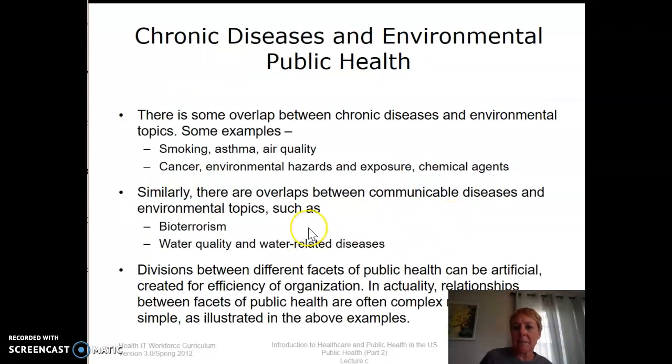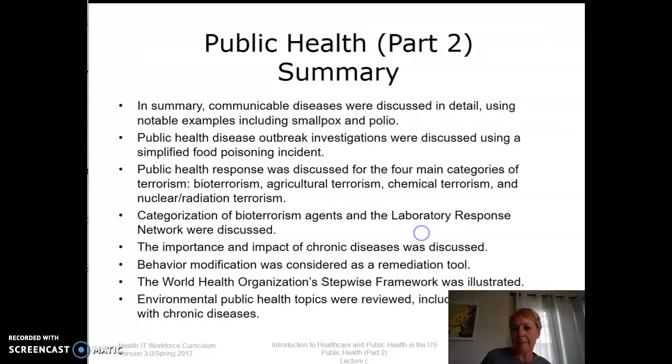In chronic diseases and public health, there is overlap between chronic health and environmental. So for example, smoking, asthma, and air quality can all lead to respiratory diseases. Cancer can be linked to environmental hazards and exposure as well as chemical agents. There's also overlap between communicable diseases and environmental, such as bioterrorism and water quality. So it's not compartmentalized into a little box, but there's a lot of connecting points. So that's a summary for part 2.